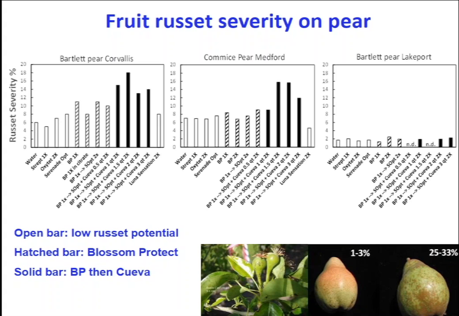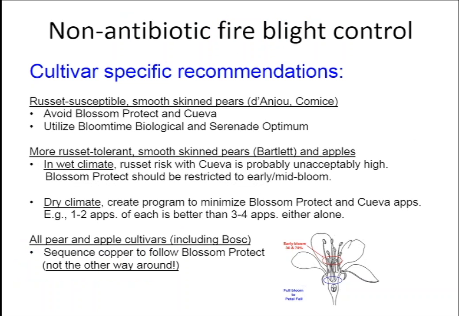And then we move to Bartlett, which is a fairly russet-tolerant cultivar, in Lakeport, which is very dry. And you can see that under these really dry conditions, Rachel's producing some pretty nice-looking pears, probably why there's a pear industry in Lakeport, and less than 2% russet from all the treatments. So the moisture factor is really important in russet, and then the second thing is the cultivar factor and whether the cultivar is sensitive to russet or not. Next slide. So we've come up with some cultivar-specific recommendations, and most of these pertain to pears.